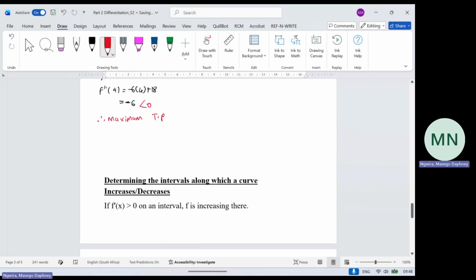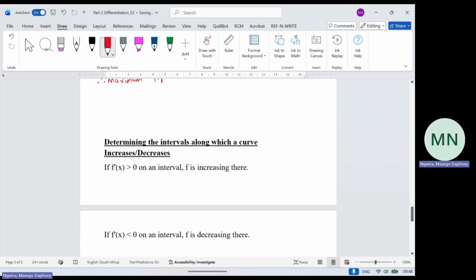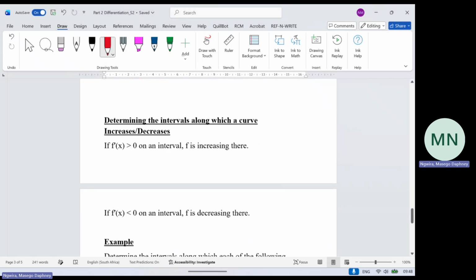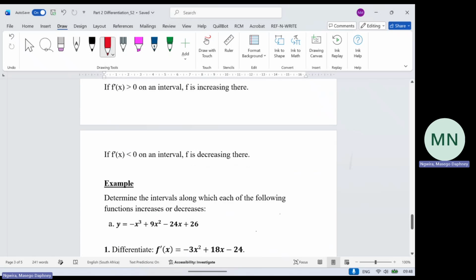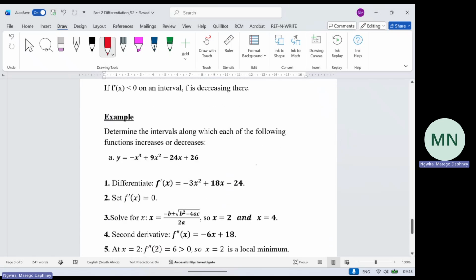So when we determine the intervals along a curve increasing or decreasing, they're saying that if f prime x is greater than 0 on an interval, then f is increasing there. And if f prime x is less than 0 on an interval, then f is decreasing there. So let's remember this: greater than is positive, less than is negative. They're saying determine the interval along which each of the following functions increases or decreases.